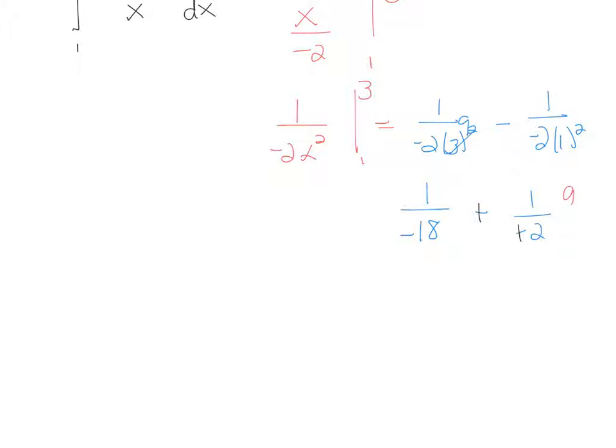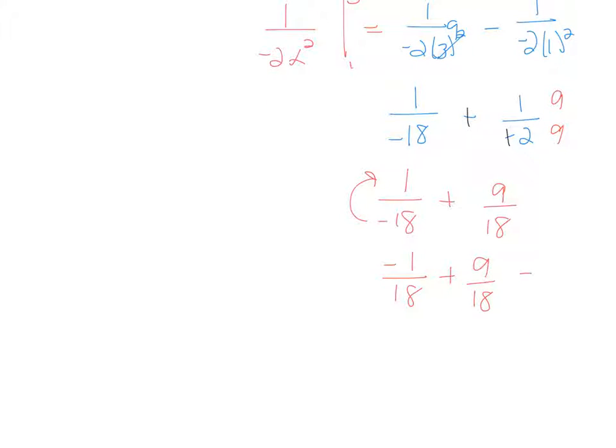So I'm going to multiply this by 9 and 9, so I get 1 over negative 18 plus 9 over 18. I'm going to put this negative sign up to make it negative 1 over 18. And what I end up getting is a nice value of 8 over 18. And that reduces to 4 and 9. So 4 over 9.